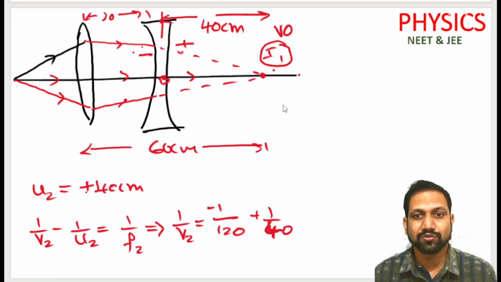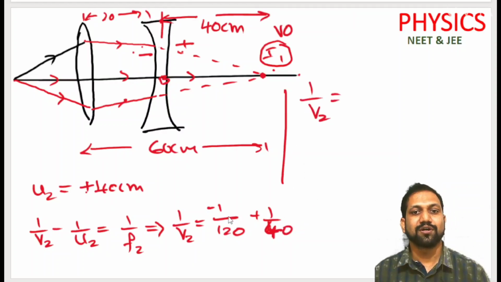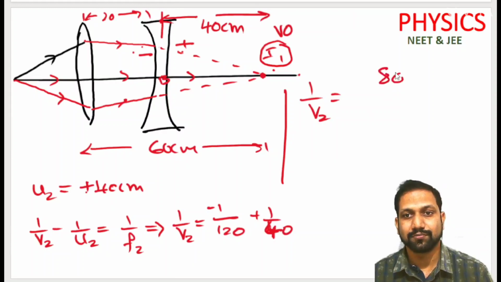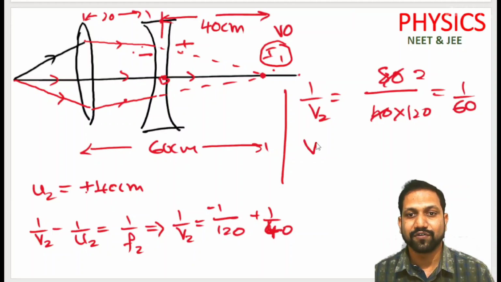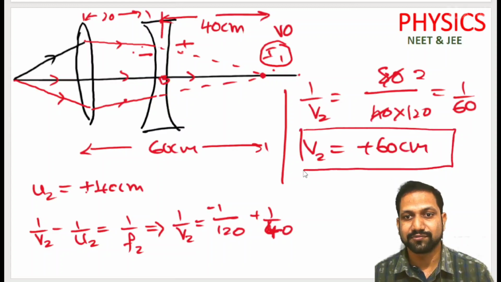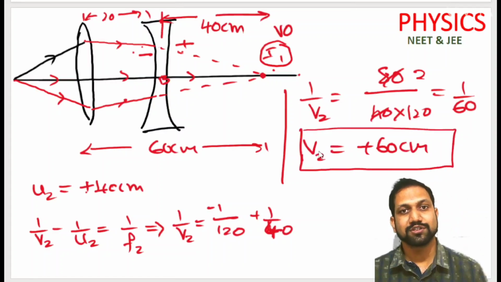Solving this, you will get 1 by v2 value. It is going to be minus 40 plus 120, 80 divided by 40 into 120. It is going to be 2, so it is going to be 120. And what you can find is that v2 is plus 60 centimeters.